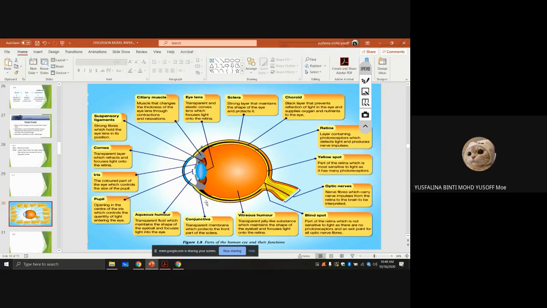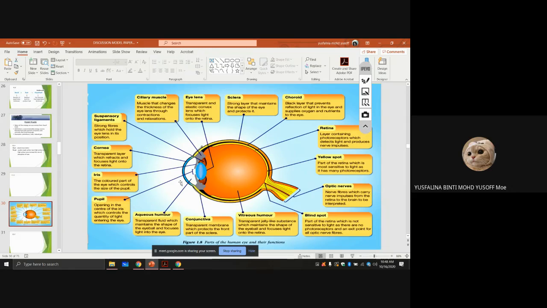And then this is called the conjunctiva. This is a transparent membrane which protects the front part of the sclera. And this is called the aqueous humor. It maintains the shape of the eyeball and focuses the light into the eye.